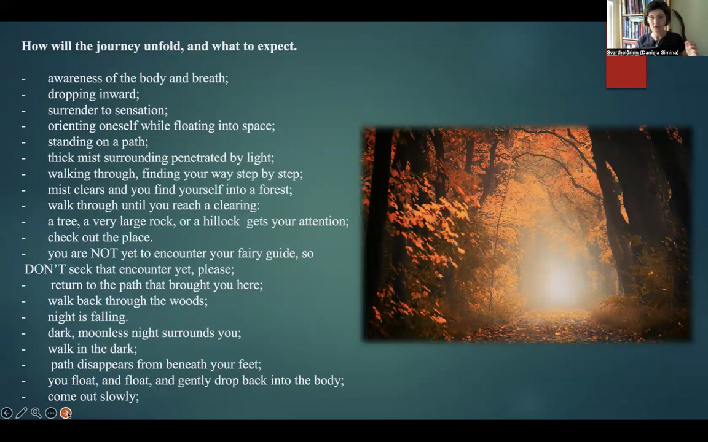At this point, do not try to interact, bring about, or focus on interacting with any kind of fairy guide. That's going to happen next. Right now, it's just going there and coming back. The next meditation will be going there, interacting with a fairy guide, and then coming back.